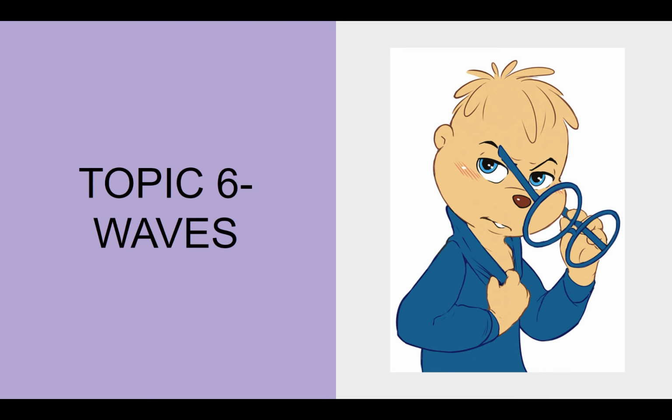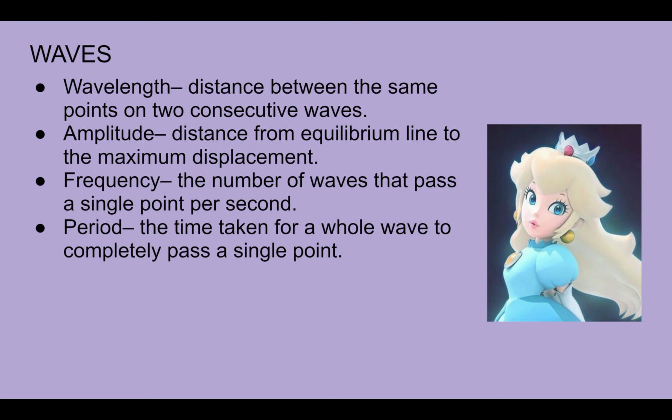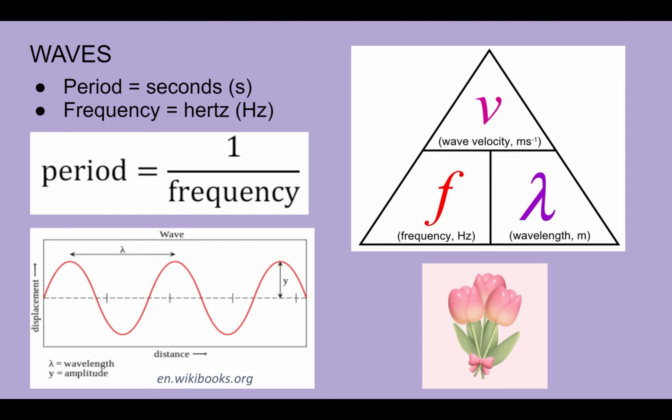We've got waves. So wavelength is the distance between the same points on two consecutive waves. Amplitude is the distance from the equilibrium line to the maximum displacement. Frequency is the number of waves that pass a single point per second, and period is the time taken for a whole wave to completely pass a single point.